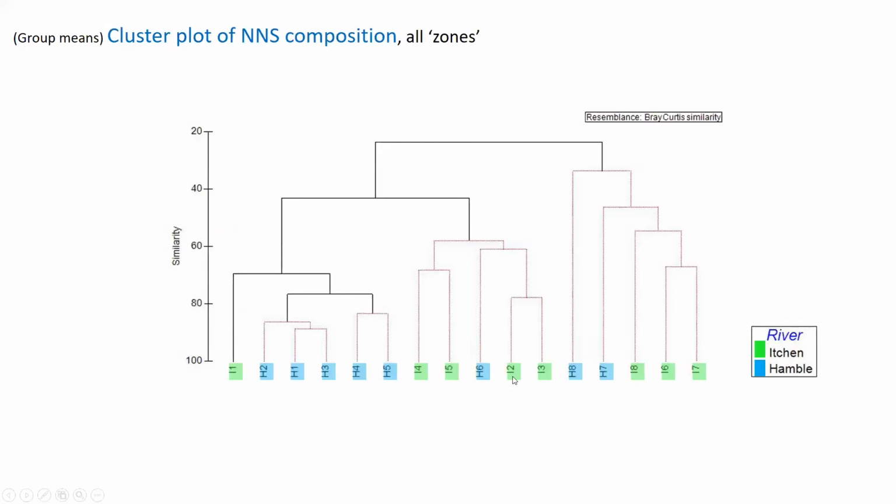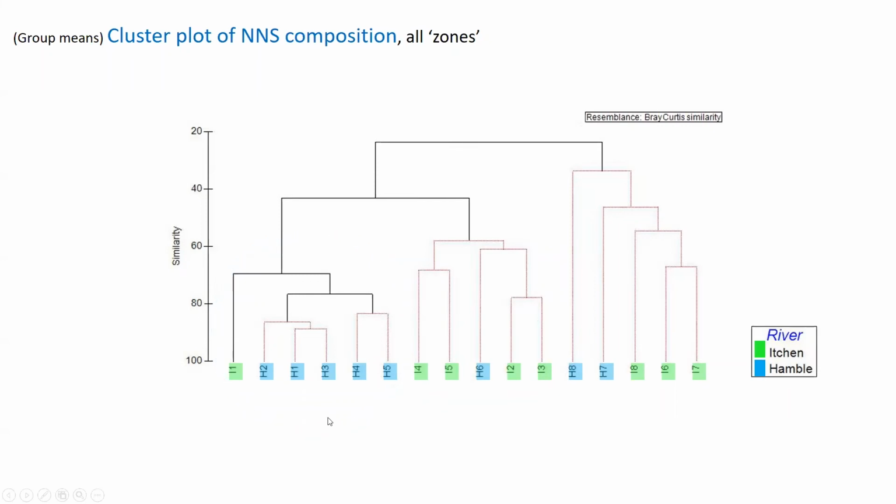Again, we're clustering the zones in the two rivers, and this is done by a particular algorithm. There are various to choose. This is by group means, and what we see is that this different technique has generated the same grouping that we saw in the MDS plot, which has Itchen 1 and Hamble 1 to 5, but that there are two other major groupings on the cluster plot, and these three groups are all statistically significant groupings.